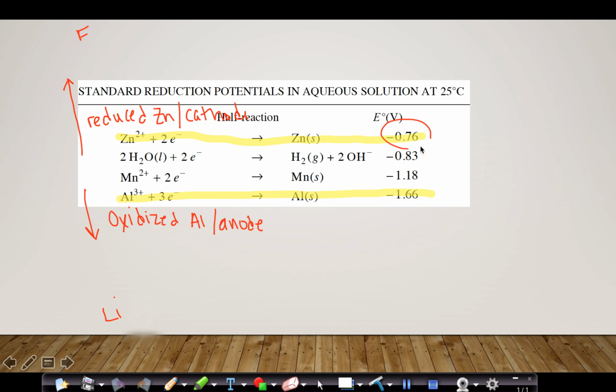We can also tell because remember that for oxidation we have to reverse the sign, so this would stay as a negative 0.76 volts because we're keeping zinc as a reduction reaction. For aluminum, we will have to negate the negative 1.66 volts, and that will give us a positive 1.66 volts.